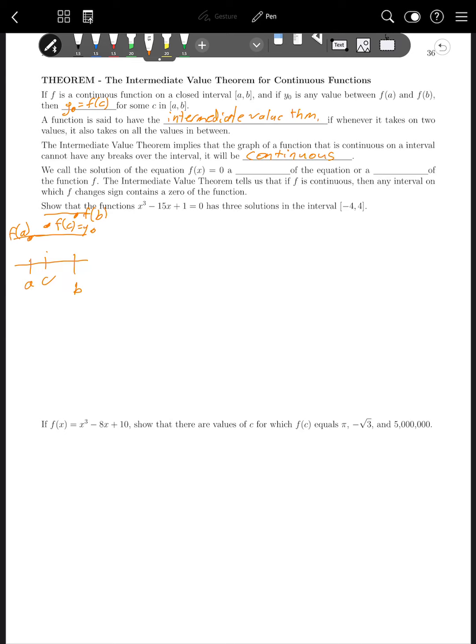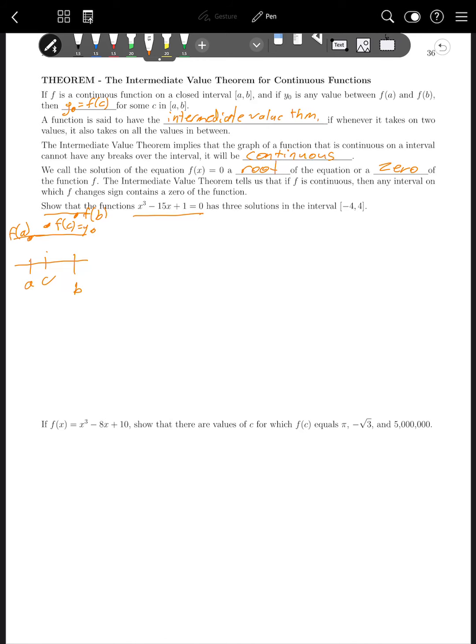So what this can allow us to do is find how many roots there must be. So let's define a root. We call the solution of the equation f of x equals 0 a root of the equation, or a 0 of the function f. The intermediate value theorem tells us that if f is continuous, then any interval on which f changes sign contains a 0 of the function. Okay, so for example, if I were to look at this function, we can show that it has 3 solutions on that interval. Well, the way we do that is by finding times that it changes sign.